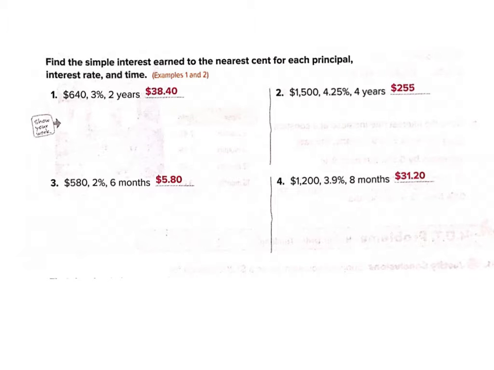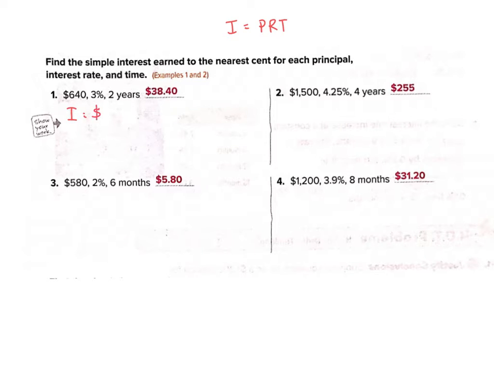The directions for numbers 1 through 4 say to find the simple interest earned to the nearest cent for each principal, interest rate, and time. Remember the equation for simple interest is I equals PRT. So for number 1, we're solving for the interest.